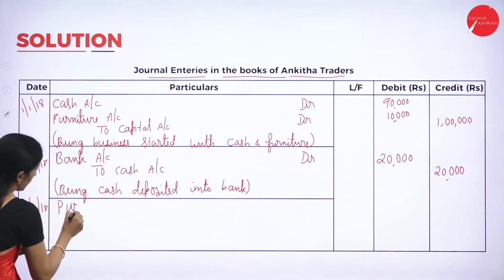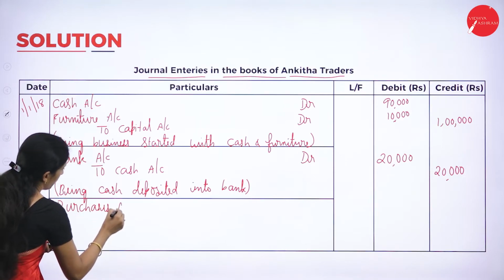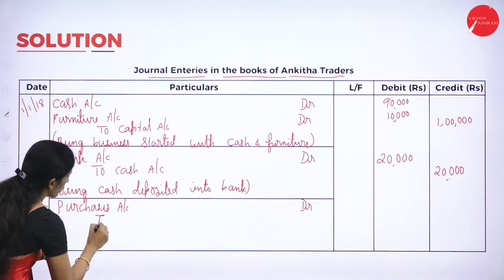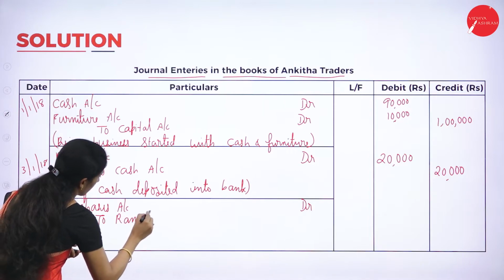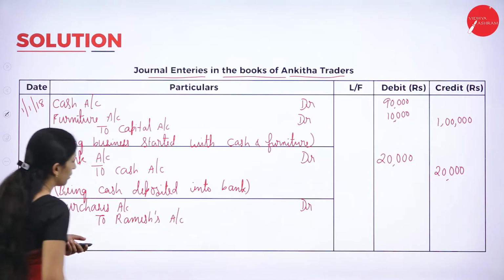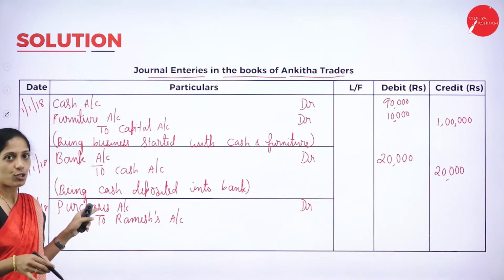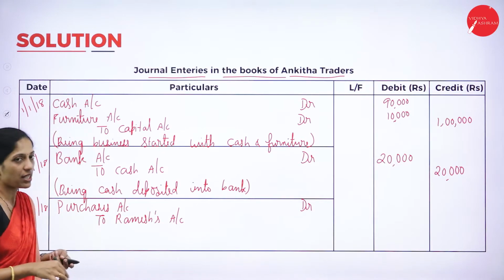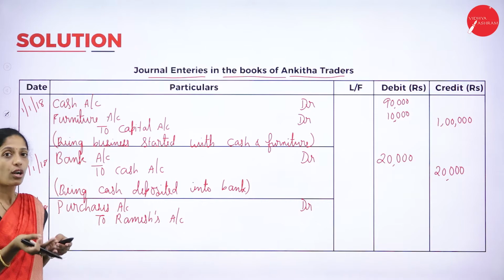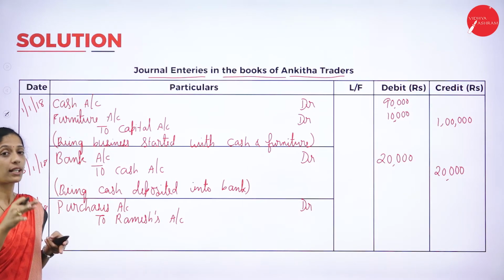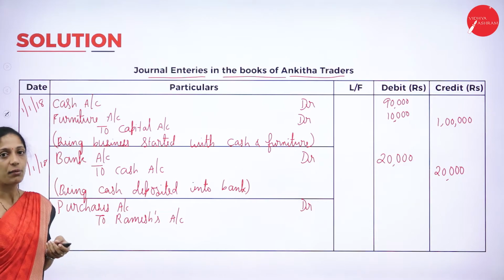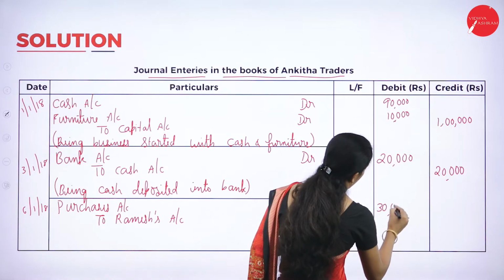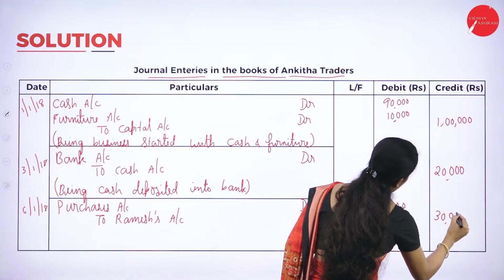6/1/2018, you will debit purchases account to Ramesh account. Now why are you debiting purchases? Goods comes to you, but you are not going to record it as goods account. You will record it as purchase. From whom you are purchasing? From Ramesh. Because cash does not go out from you, because we have not purchased on cash basis. We have purchased on credit basis from Ramesh. Now what is the amount? 30,000 in the debit side and 30,000 in the credit side.